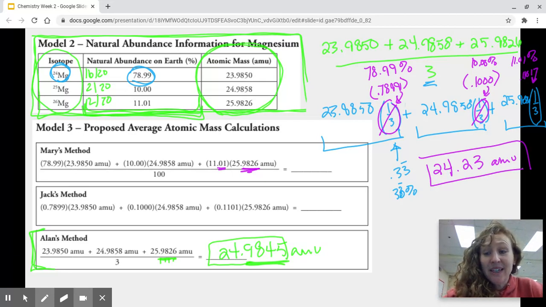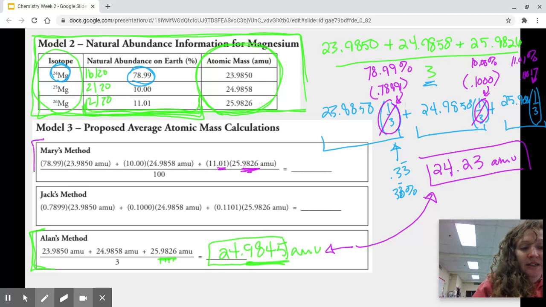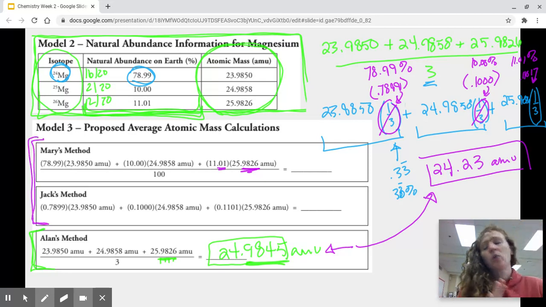Okay, so it gives us a different answer. Let's compare this. 24.98 AMU when each of the portions was 33%. 24.23 AMU when each of the portions was the natural abundance on Earth. Okay, and you can see, this is what's called a weighted average. We've taken an average again, but instead of using an equal proportion for each thing we're adding into the average, we're taking a weighted proportion of each thing that we're adding into the average.